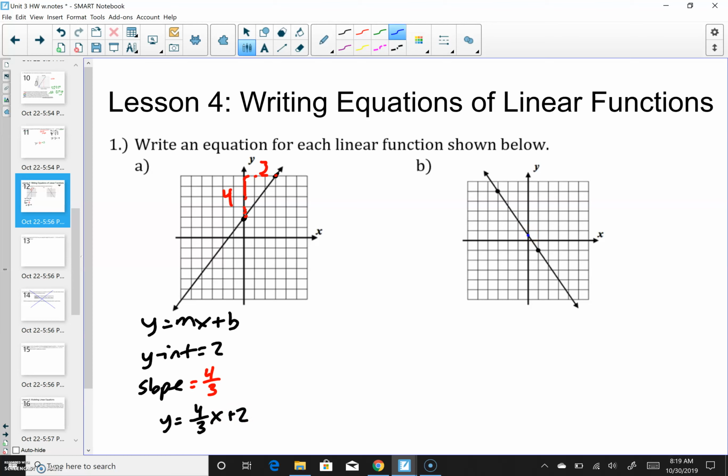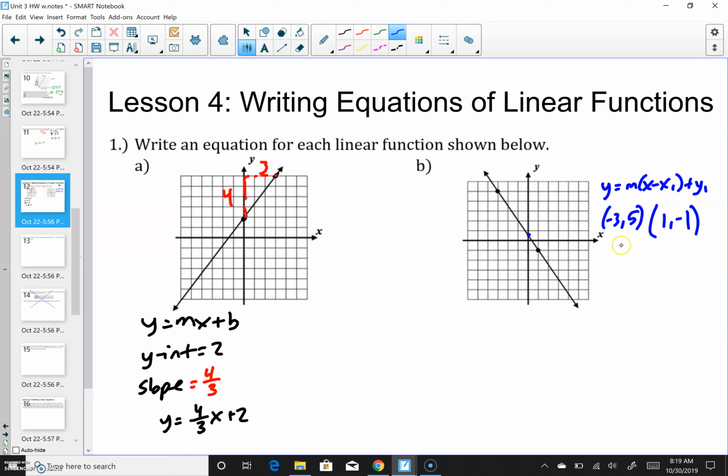You can see in part B though, we run into a problem where our y-intercept is not an integer value. So we are going to use our point slope formula, which is y equals m parentheses x minus x1 plus y1. The first thing we want to do is write down our two coordinates. So if we look at the one in the top left, -1, -2, -3, 1, 2, 3, 4, 5. So we're at -3, 5. And our second point is 1, -1.